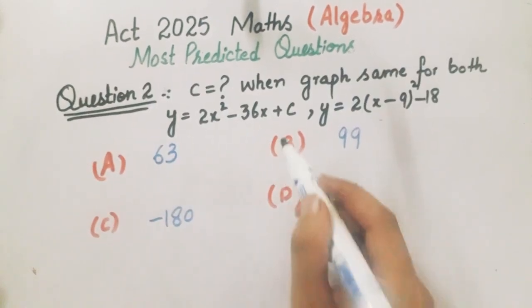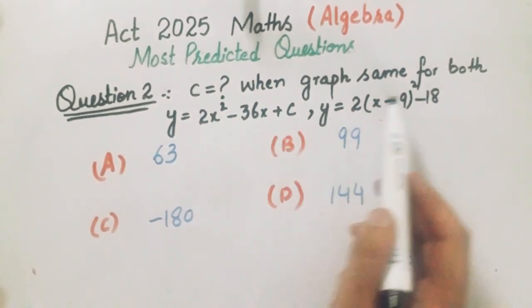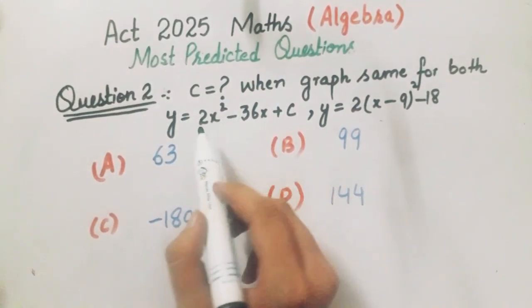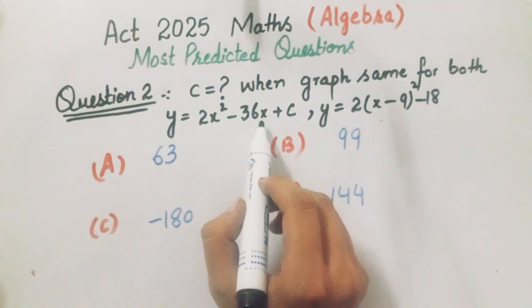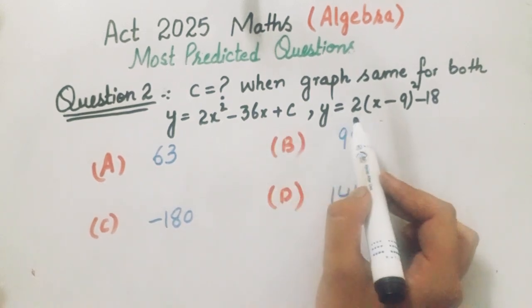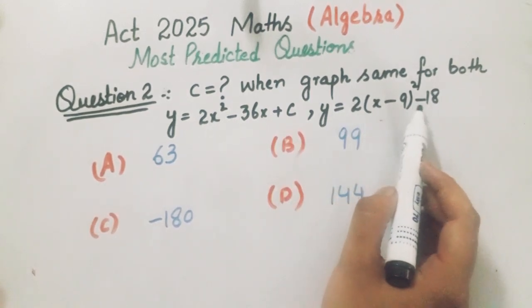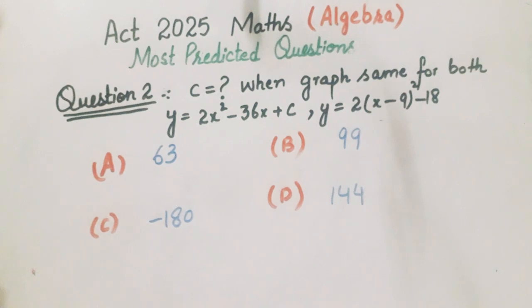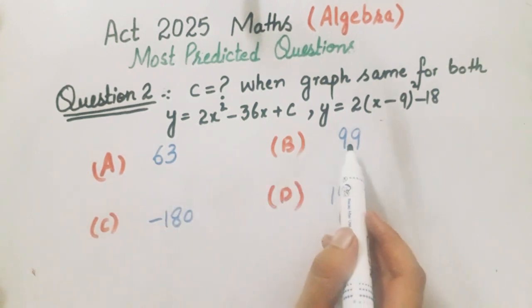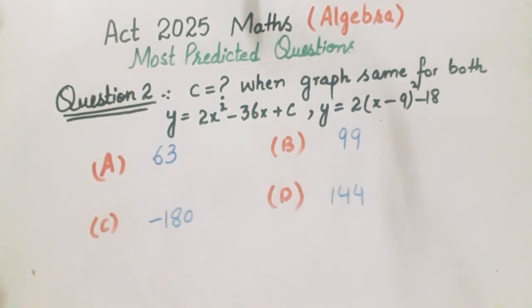Now question number 2 is: what is the value of c when the graphs are the same for both equations, y is equal to 2x square minus 36x plus c and y is equal to 2 into (x minus 9) whole square minus 18? And options are given: 63, 99, minus 180 and 144.